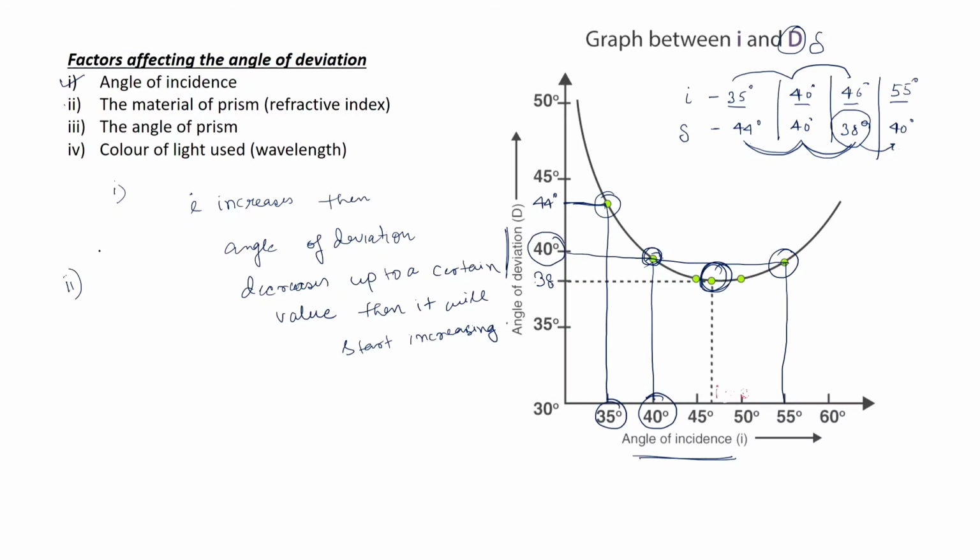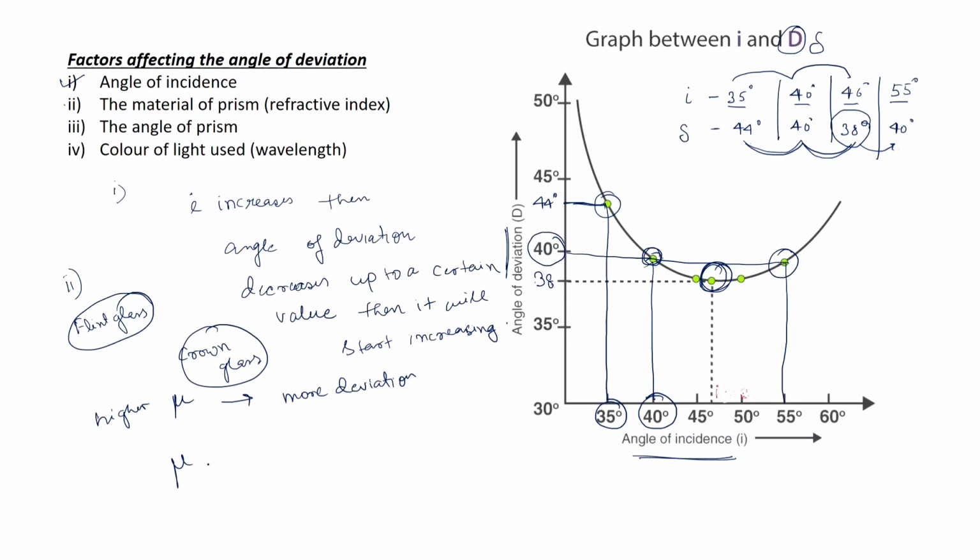Refractive index: if I consider two glasses, flint glass and crown glass. It is said that the higher the refractive index, the greater the deviation, meaning refractive index is directly proportional to the deviation. Higher refractive index will result in more deviation. So among flint glass and crown glass, mu of flint is greater than mu of crown.